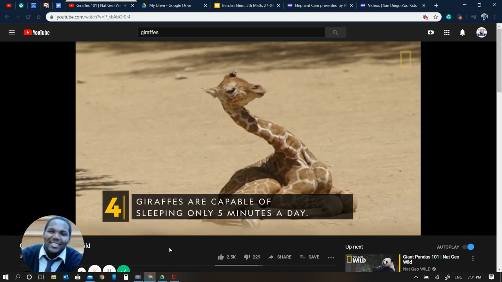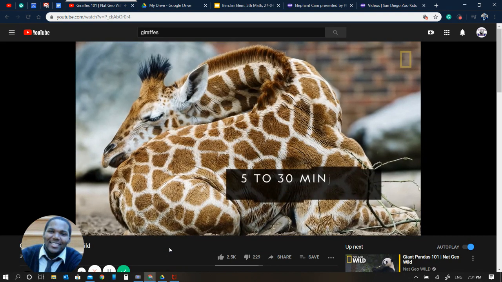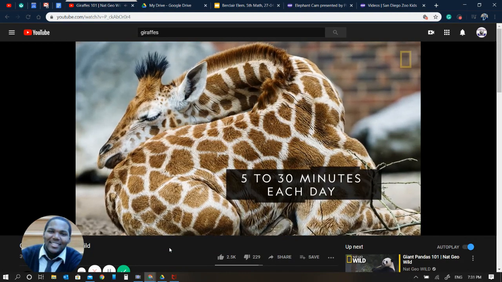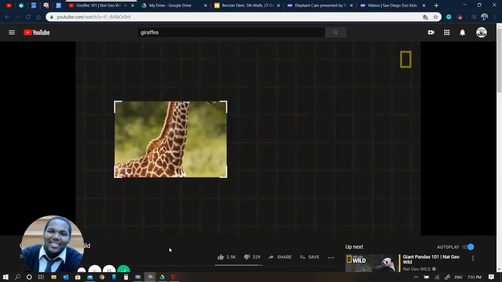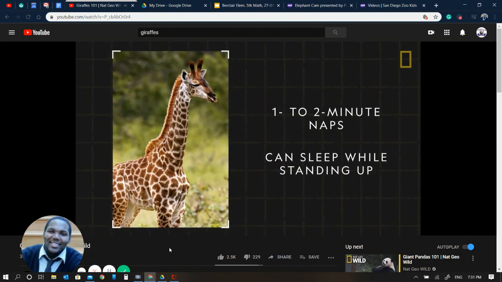Giraffes are capable of sleeping only 5 minutes a day. What? Giraffes can survive on 5 to 30 minutes of sleep each day, which they get through a series of 1 to 2 minute naps. They can even get their rest while standing.